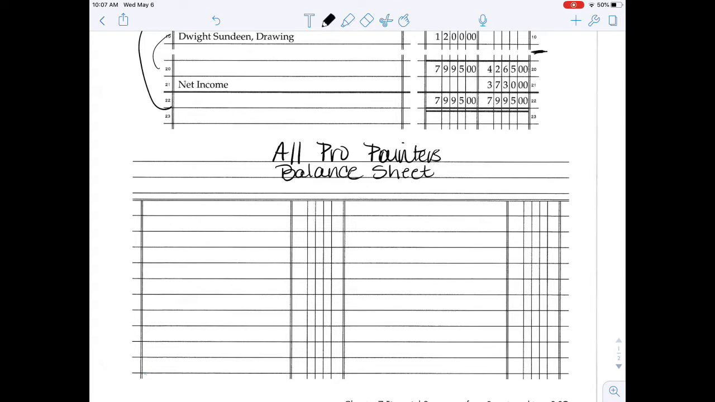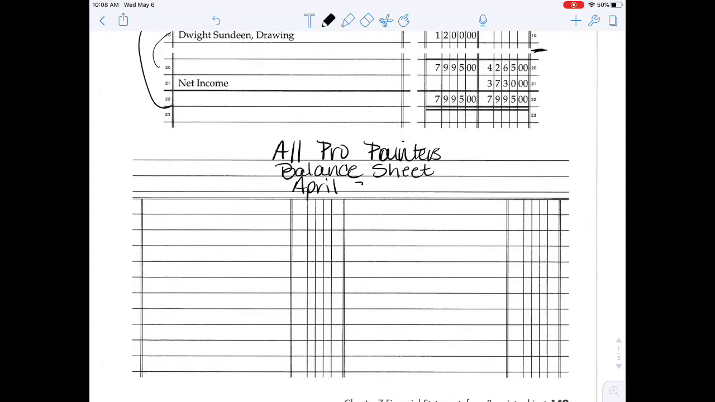And then the last one is the date. And again, since it's not the income statement, which is for the whole month, this is just one day, we're just going to put April, I think it was 30th, they told us, 2020. So it's a one day thing. So that's why there's no "for the month." There's nothing before April.